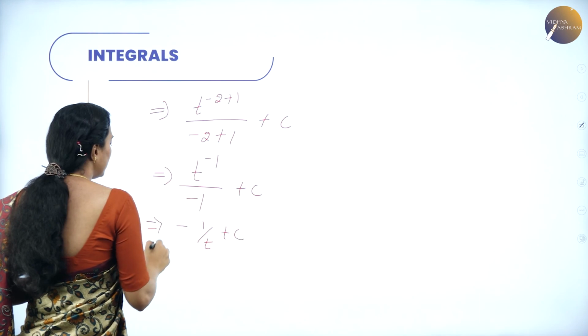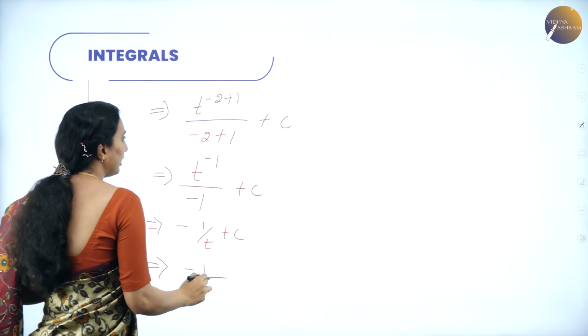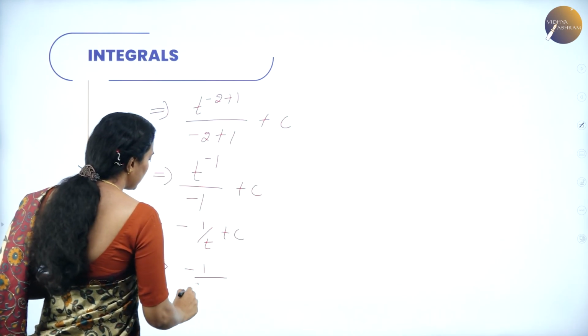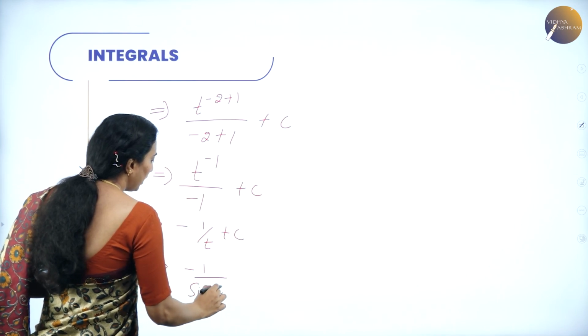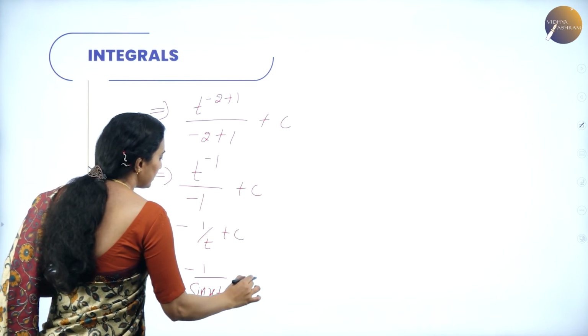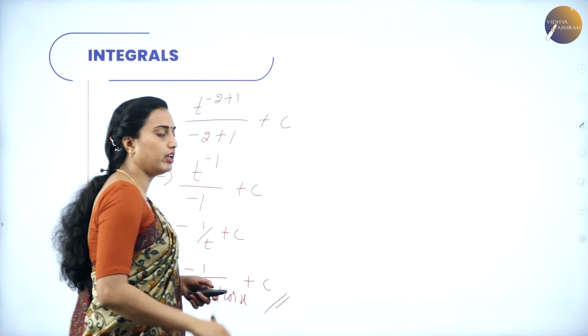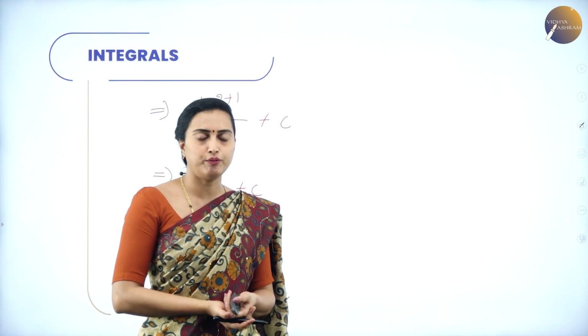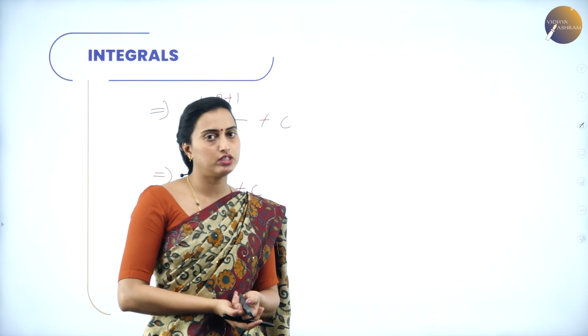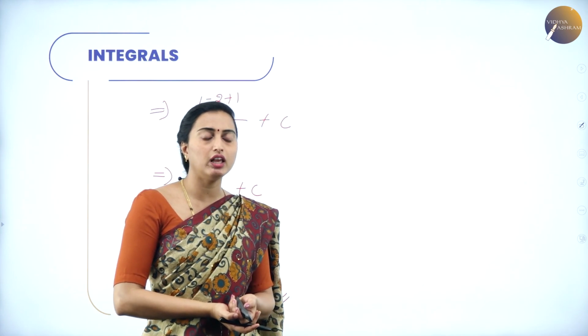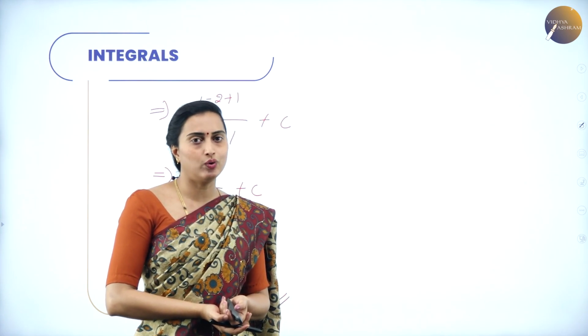Or you can substitute t there: minus 1 by t, we have substituted sin x plus cos x, so minus 1 by (sin x plus cos x) plus c, and this is your final answer you are going to get after simplification by the substitution method as well as by the formula of (a plus b) whole squared.